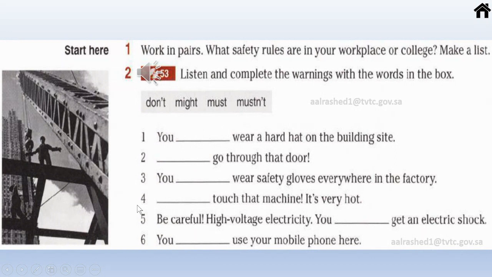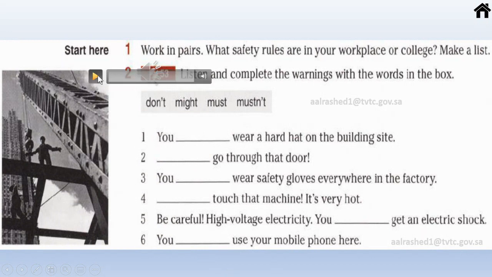Okay, so we have 6 rules. You need to put in the blanks auxiliary verbs. What do you mean by auxiliary verb? As you can see, we have don't, doesn't, can, do. These are auxiliary verbs. The tense is in the present simple.